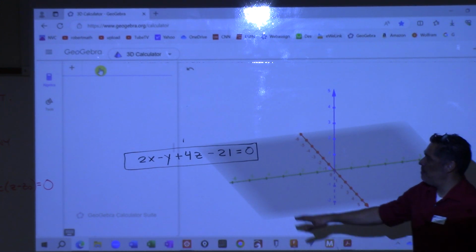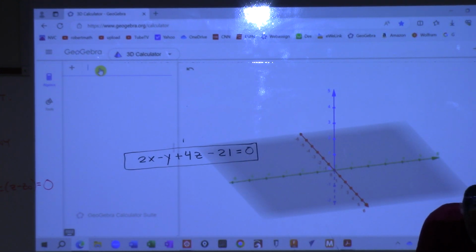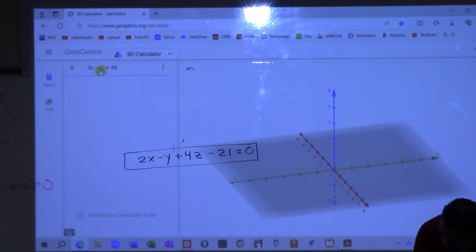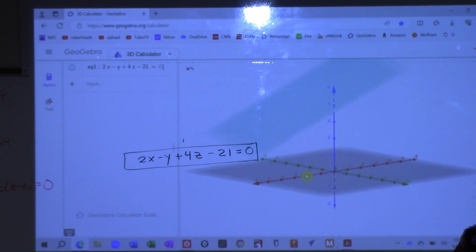All right, so now what I'm going to do is just over here, I'm just going to type in this equation. So 2x minus y plus 4z minus 21 equals 0. And there it is. There's the plane. You see it?